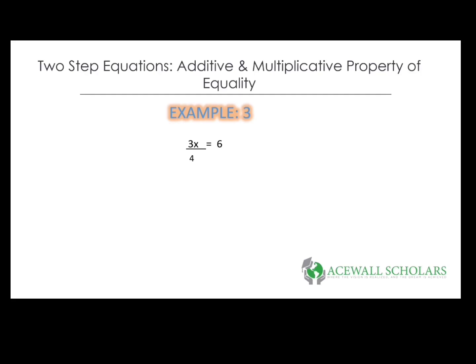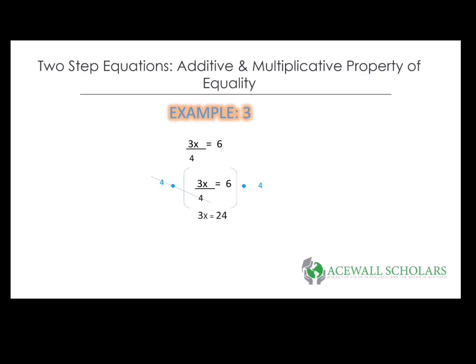Let's say we have 3x divided by 4 equals 6. You can also say this as 3/4 x equals 6. So what do I want to do first? The first thing is I want to bring the 4 to the other side of the equation. So I'm going to multiply by 4 on both sides. The 4's on the left side cancel out, and we're left with 3x equals, we multiply 6 by 4, and that gives us 24.